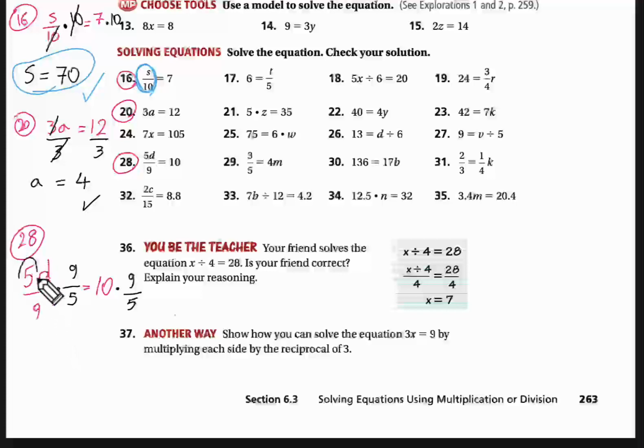5 over 9 and 9 over 5. These two are multiplicative inverses of each other. So when you multiply them, you get 1. Or we can say that they undo each other in multiplication here.